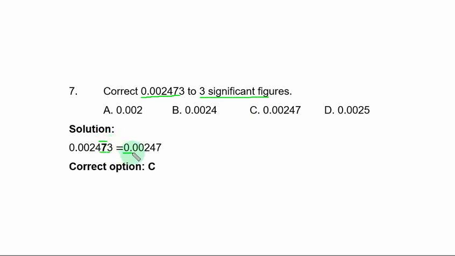So you have 0.00247 to 3SF. C is the correct option.